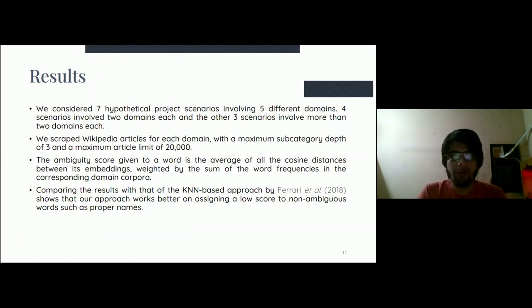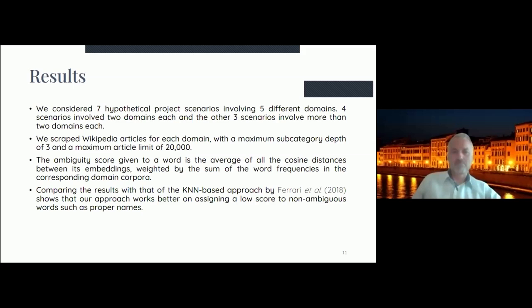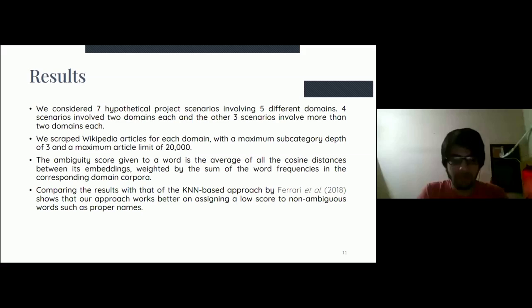So let's talk about the results that we obtained. The past work by Ferrari and others considered 7 hypothetical project scenarios, and we also decided to base our results on those project scenarios only. They involved 5 different domains, which were computer science, mechanical engineering, electrical engineering, sports, and medicine. We scraped Wikipedia articles to create a domain corpus for each domain, and the maximum limit was kept at 20,000, with a maximum subcategory depth of 3.